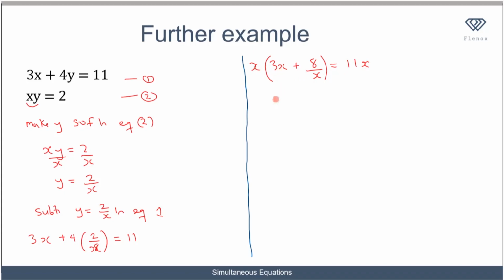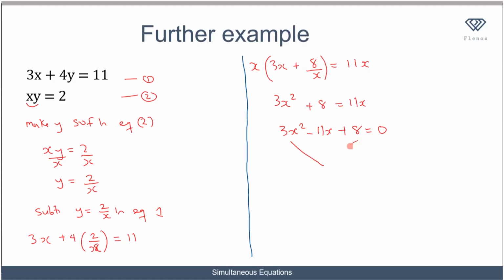When I do that, I have x times 3x, which gives me 3x squared, and x times 8/x, which cancels out. So I'm left with 8 is equal to 11x. Then I bring it down here. I have 3x squared minus 11x plus 8 is equal to 0. And if you see, this is a quadratic equation that I have to solve.